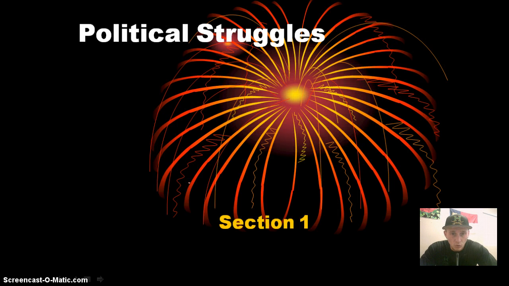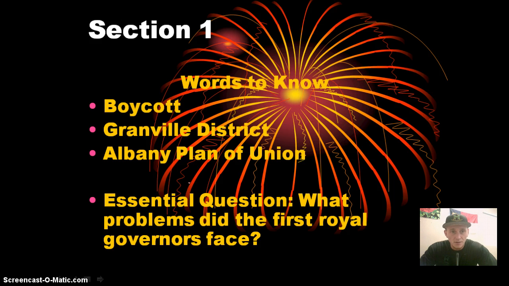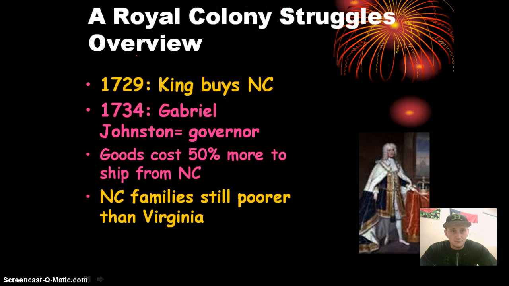All right, so section 1 is political struggles. Okay, 3 words to know: boycott, Granville District, Albany Plan of Union. And your essential question is, what problems did the first rural governors face? All right, here we go. Okay, in your notes, you copied just the purple down. All right, a rural colony struggles overview. So here's an overview of the section.